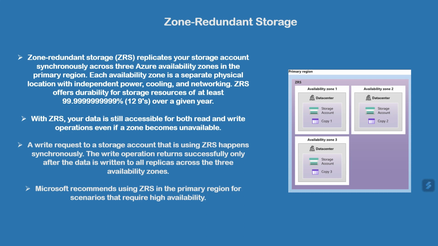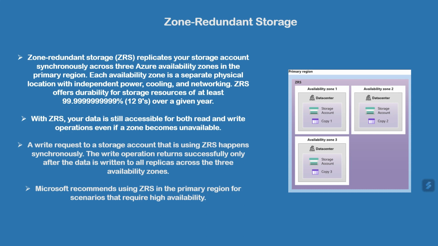With ZRS, your data is accessible for both read and write operations even if a zone becomes unavailable. A write request to the storage account is done synchronously and is successful only when data is replicated to all three availability zones. Microsoft recommends using ZRS in the primary region for scenarios that require high availability, because if a disaster strikes one zone, then your data will be safe in all the other zones, in contrast with LRS, where that won't be possible. So ZRS is more durable, more available, and more secure.